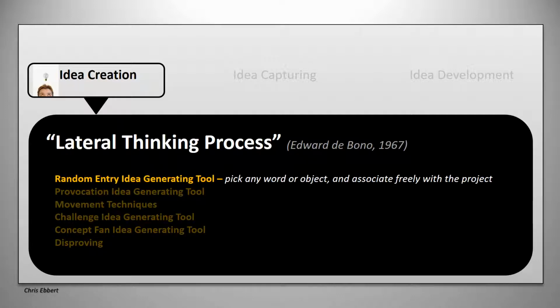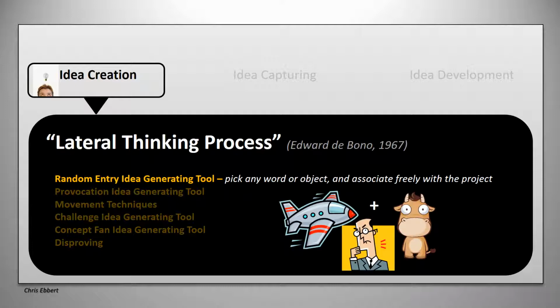So one of them is the random entry idea generation tool. You basically pick any word or object and associate three. Yeah, so wild stuff. Airplane and cow. Airplane, cow, plane, cow. Yeah, it does something. It gives you something. It gives you an image. It jogs your imagination. And obviously, if you want to do something more strategic, you choose words that will lead you to a project and to a product that you're actually doing.